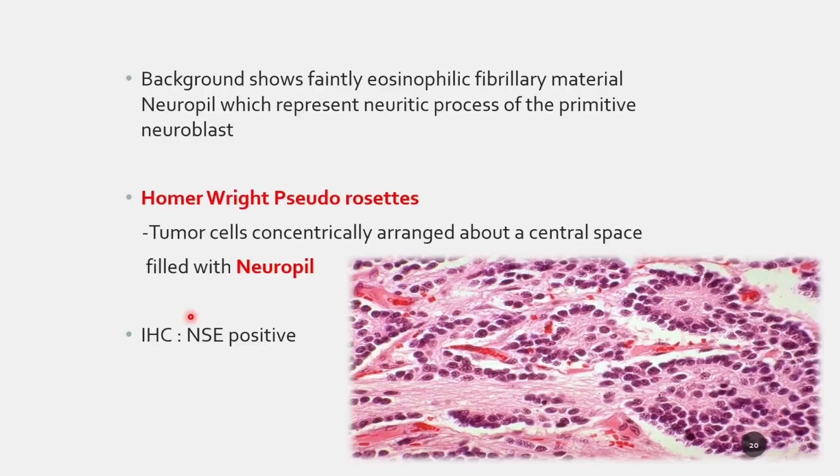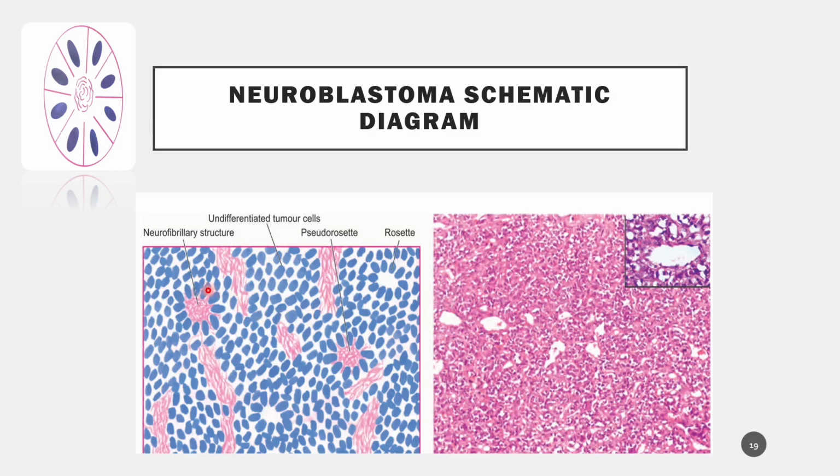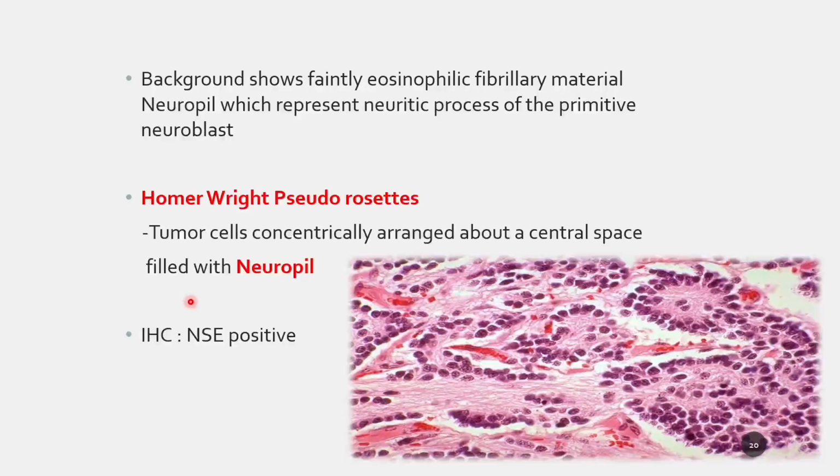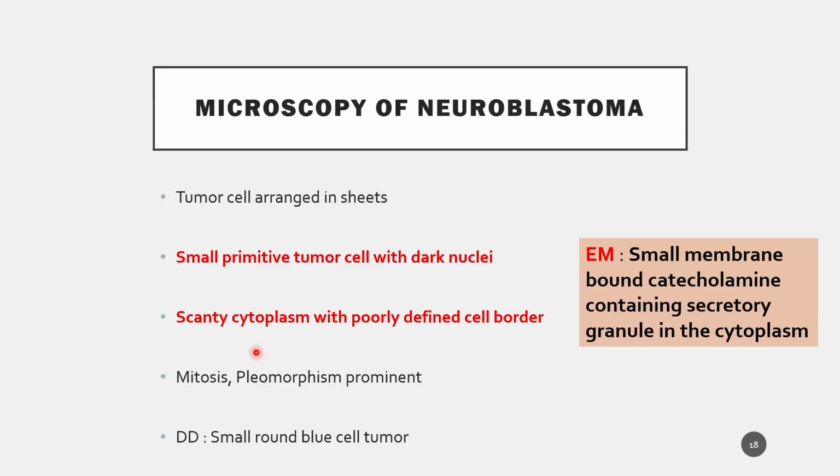So around the neuropile, there is a concentric arrangement of these undifferentiated tumor cells that is known as a Homer-Wright rosette. That is known as a Homer-Wright pseudo rosette. Why is the term pseudo mentioned here? Because the true rosette doesn't have anything in a lumen. Here in the lumen, neuropile is present. That's why it is a pseudo rosette. So it is a Homer-Wright pseudo rosette and it is non-specific, asterix positive.